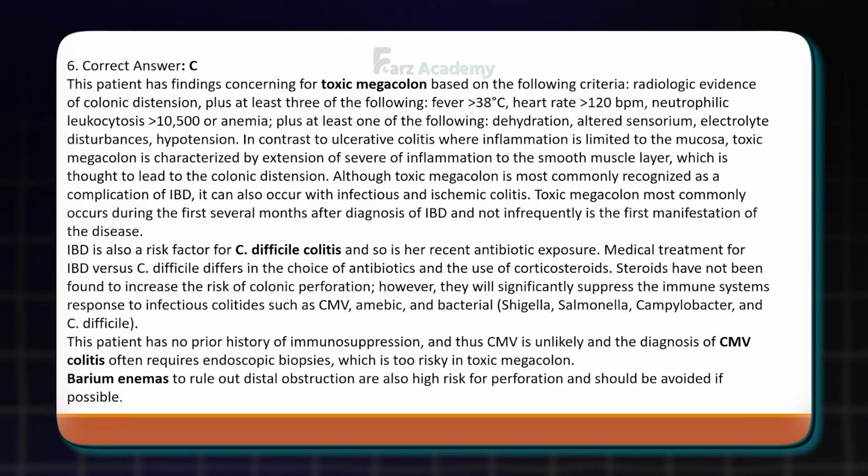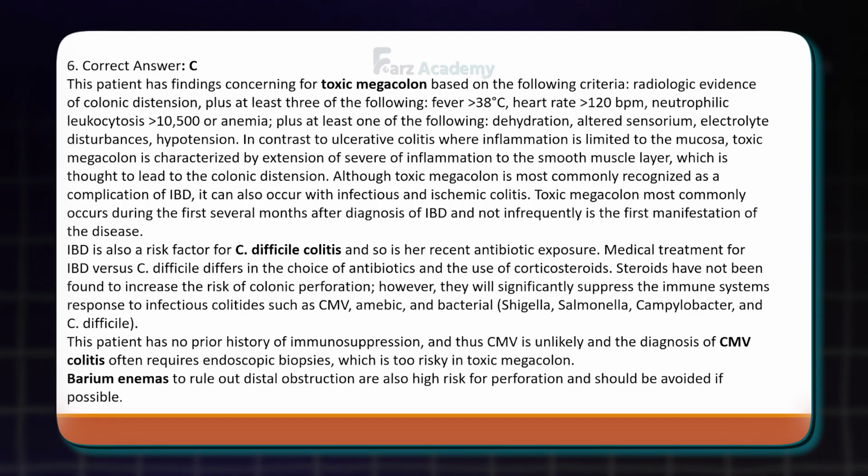This patient has findings concerning for toxic megacolon based upon the following criteria. There is radiological evidence of colonic distension plus any 3 of the following: fever, heart rate more than 120, neutrophilic leukocytosis, or anemia, plus at least 1 of the following: dehydration, altered sensorium, electrolyte disturbances, and hypotension. So this is a very typical case. In contrast to ulcerative colitis, where inflammation is limited to the mucosa, toxic megacolon is characterized by extension of severe inflammation to the smooth muscle layer, which is thought to lead to colonic distension.